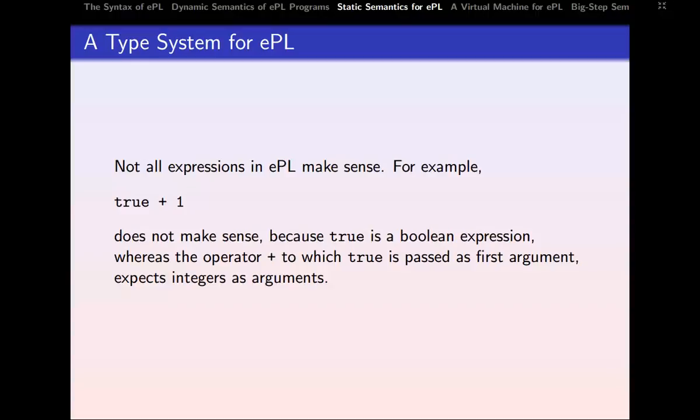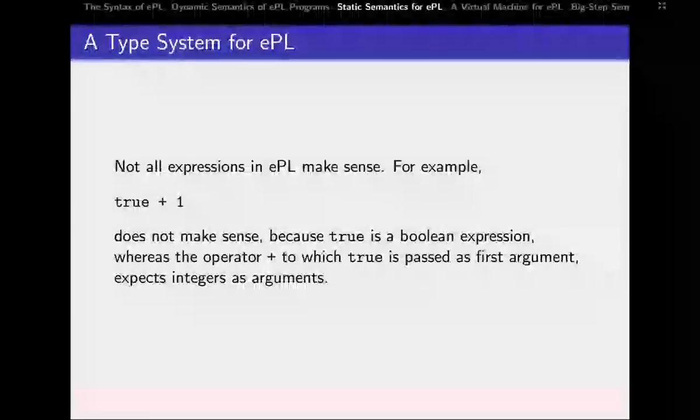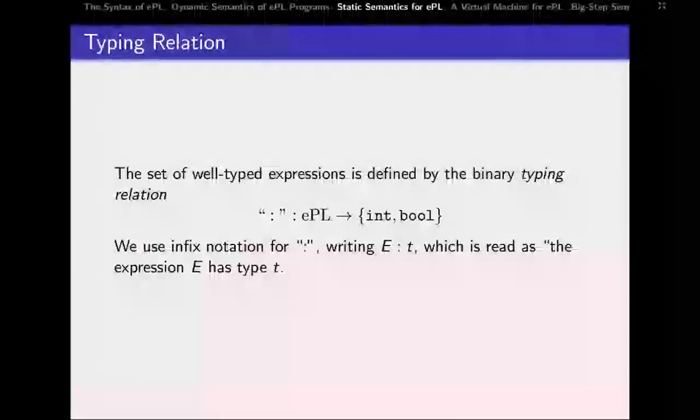So, true plus 1 does not make sense, right? We'd like a way to figure out that it doesn't make sense before we try to evaluate. And for that we invent types. So what are types? A very short history.